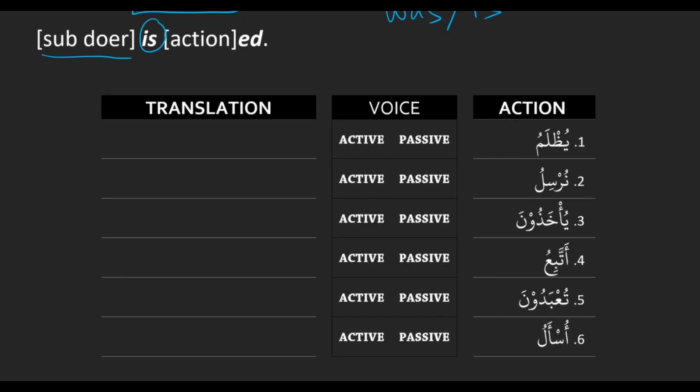Okay, so substitute doer is ed. Number 1, يظلم. We have a u on the first letter, and the second to last letter, la, has a sound. So this is passive. Good, and then translation. What's the subdoer is actioned? So he. Good, that's our inside substitute doer. Is wronged. Good. Or oppressed. He, substitute doer, is ed, wronged.